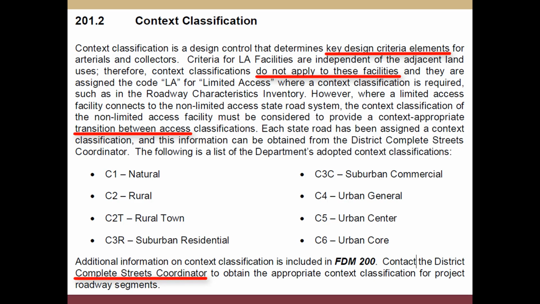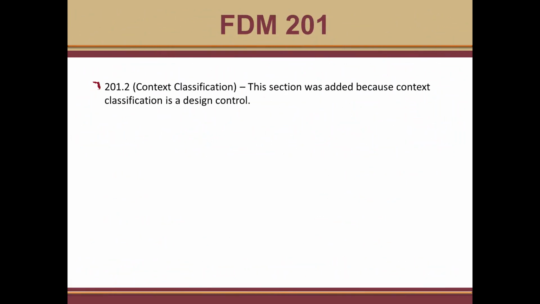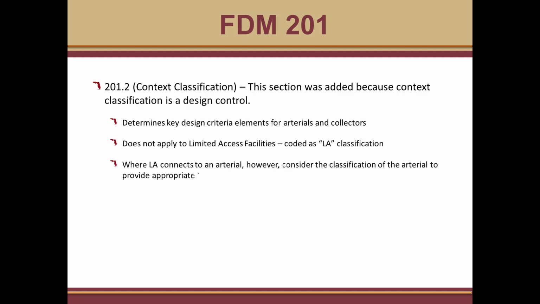A lot of times there is also other information about that corridor beyond just the context classification that that coordinator can inform you about that might affect how you do your design. So again, this section was added because it determines the key design criteria for arterials and collectors. If you have any questions about it, you can go to FDM 200, where the whole section is on context classification. It tells you more about what the classifications are, how they're determined, and refers you to other references for more information about that.